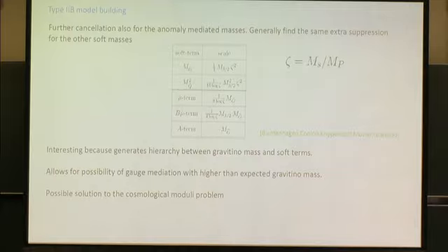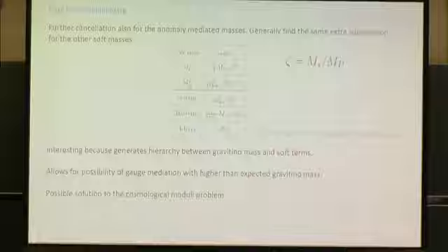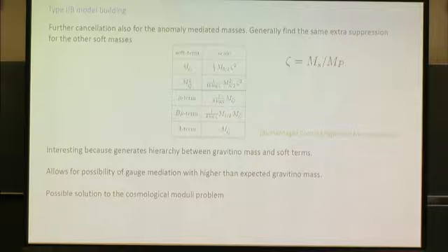And this is interesting because it generates a hierarchy between the gravitino mass and the soft terms for the visible sector. So one thing it allows for, for example, is the possibility of gauge mediation with a higher than expected gravitino mass. So even if the gravitino mass is quite high, the soft terms will still be so small from this gravity-mediated contribution that it could be that gauge-mediated soft terms would actually still dominate them.